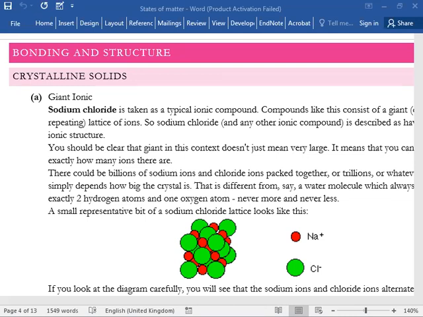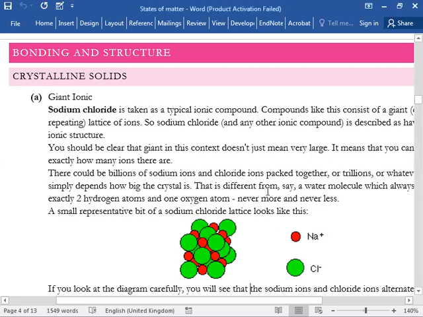Inside it consists of ions, which are held together by strong electrostatic forces of attraction. If I zoom in, I'll get sodium ions surrounded by chloride ions, and every chloride ion is surrounded by sodium ions. Every sodium ion will have 6 chloride ions around it: right, left, up, down, front, back. And every chloride will have 6 sodium ions around it. That structure is called a giant ionic lattice.